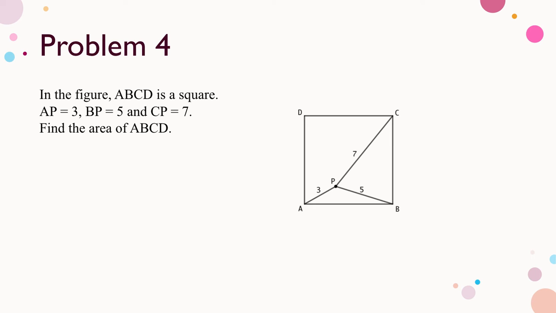Now, the problem looks like problem 1, a square with 3 given lengths. This time, the lengths are 3, 5, and 7. Find the area of the square instead of an angle in problem 1. Pause and try.